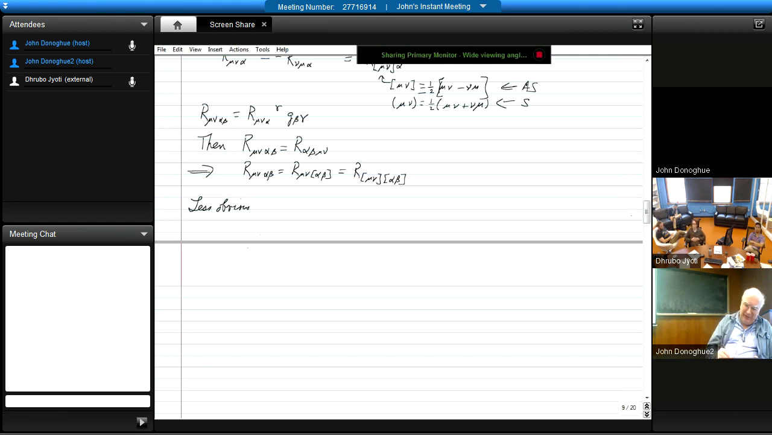Less obviously, but true at least, is R mu nu alpha beta: if you take the antisymmetric combination of all those initial indices, that's equal to 0. This is only true if gamma is symmetric. So that falls apart with this torsion business.